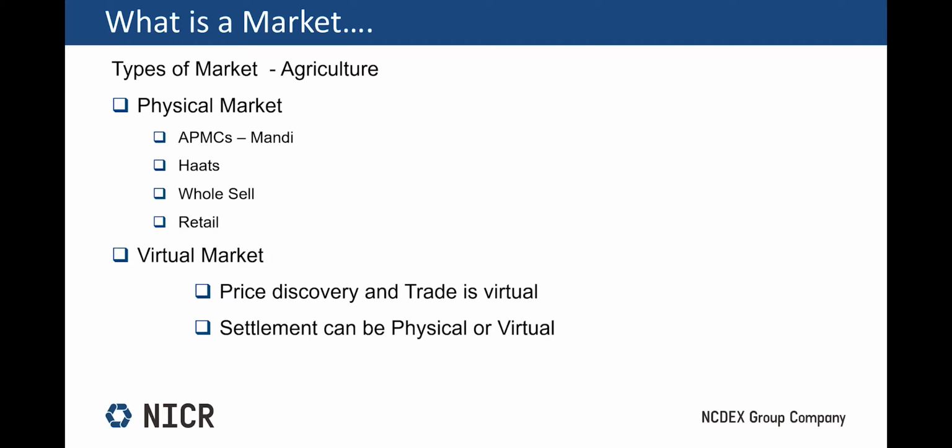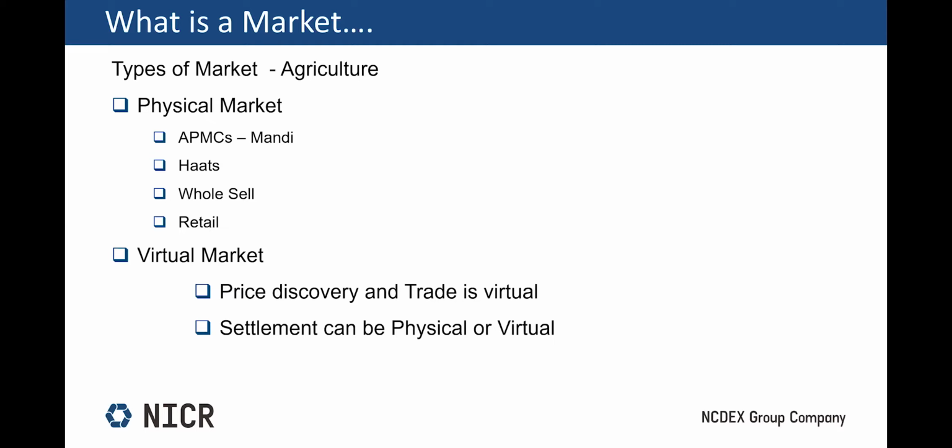Along with that, in the past 10-15 years, there is a virtual market which has developed under this agricultural ecosystem. In this virtual market, the price discovery and the trade are virtual in nature. That means the buyer and seller need not be present, and they transact through an electronic platform to discover the price and even agree to buy and sell.